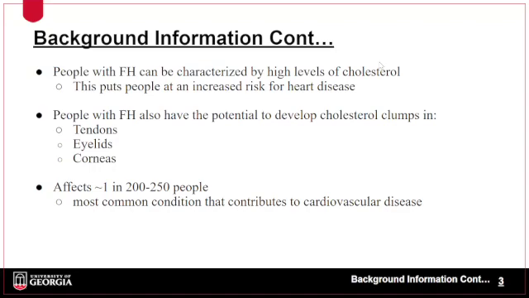People diagnosed with FH can be characterized by high levels of cholesterol, which is a fatty substance made in the body and obtained from foods that come from animals. The human body needs cholesterol, but people with FH have difficulty disposing of excess, causing it to be deposited into the blood. This excess of cholesterol in the blood puts people with FH at an elevated risk for heart disease, and FH can also cause a buildup of cholesterol clumps in the tendons, eyelids, and corneas. FH occurs in roughly 1 in 200 to 1 in 250 people, making it the most common inherited condition that contributes to cardiovascular diseases.